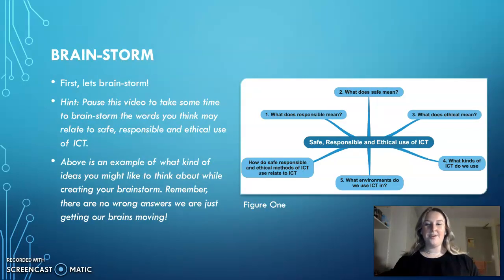Using a piece of paper or software on your device, create a brainstorm that contains the words you think might relate to this lesson. On the screen is an example of what kind of ideas you might like to think about while creating your brainstorm. Feel free to pause the video and remember, there's no wrong answers, we're just getting our brains thinking. Okay, here's an example of some information you could have had on your mind map.